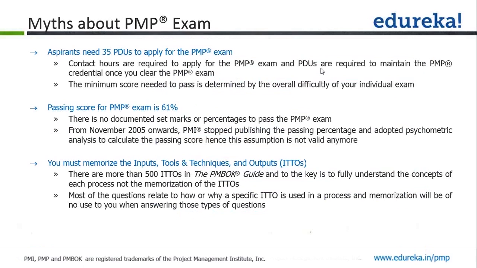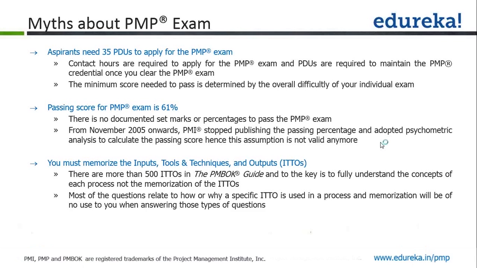And moving to the next topic, which is very, very important: myths about the PMP examination. So first is, aspirants need 35 PDUs to apply for the examination. No, the terminology is wrong. You don't need 35 PDUs to apply for the PMP exam, but you need 35 contact hours. Once you take the training, which is a 4 day PMP exam preparation workshop, at the end of this training you're going to receive a certificate which will give you 35 contact hours. Those contact hours are required for you to become eligible to apply for the PMP examination.